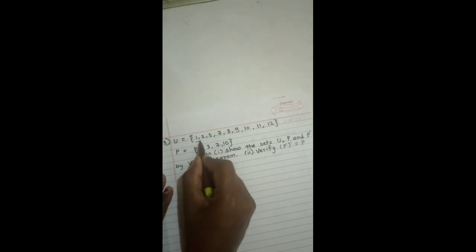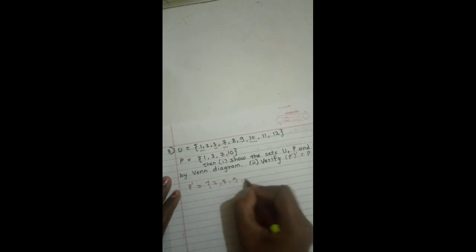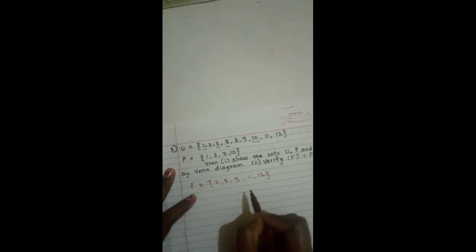First we will write complement of P. See how we will write 1 3 7 10. Leaving out these elements, the remaining elements in the universal set will come in P complement: 2 8 9 11 12. Okay, this is our P complement. The elements remaining in the universal set after leaving out the elements of set P will be the complement set.